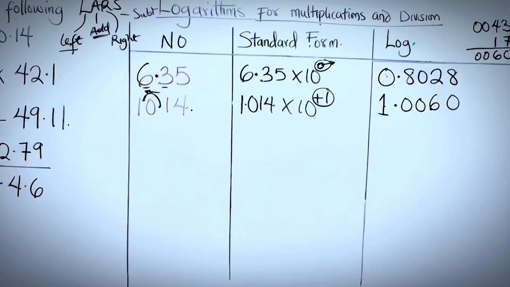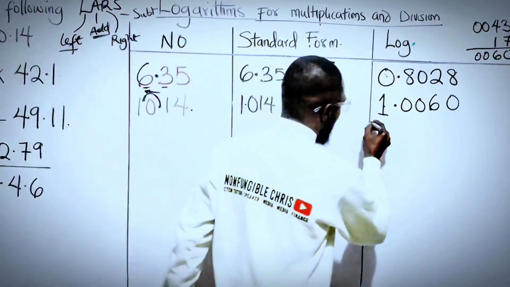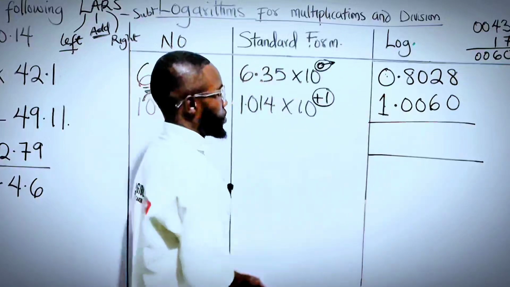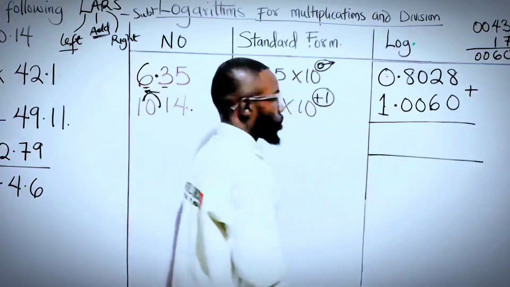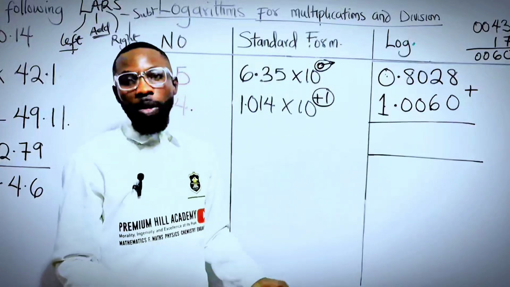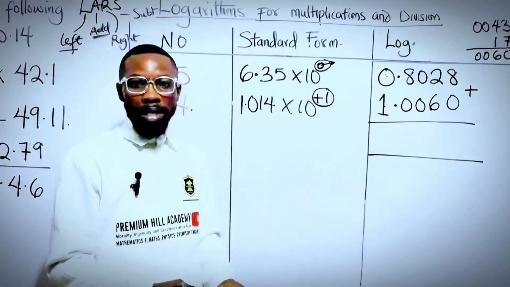Because for number 1, the operator sign here is multiply, we are going to add both of them. We're adding them because we have multiplication there. So for multiplication, what we do to the log numbers, we add them. For division, what we do to the log numbers is that we subtract them.